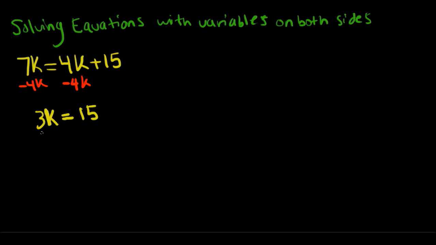In order to isolate the k, we have to divide both sides by 3. When we divide 3k by 3, we get 1k, and when we divide 15 by 3, we get 5. So we can see that k equals 5.